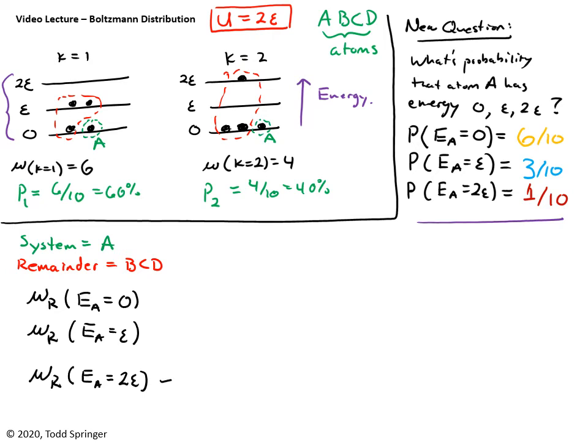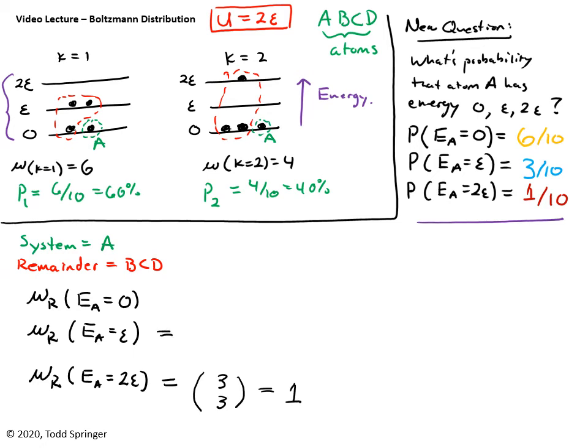Maybe the easiest one is to do the last one here. So that's where I have my atom A up in the 2 epsilon state, and then I have 3 remaining atoms, and I have to choose all 3 of those to be in the 0 state. So it's 3 choose 3. 3 remaining atoms, and then I'm choosing 3 to be down in the 0th energy level. So this is 1, so there's only one way of doing that, right?